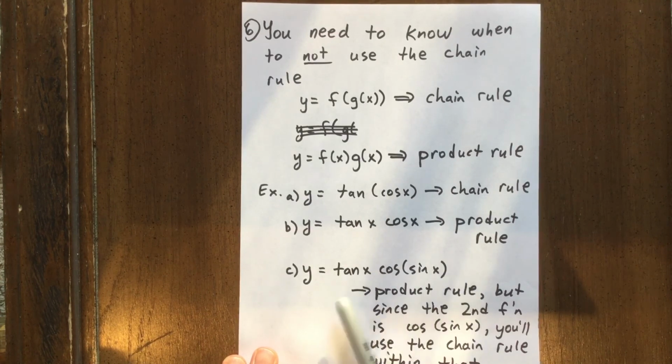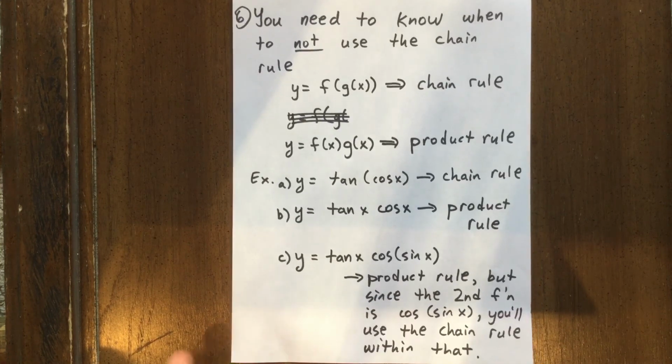But within that product rule, when you go to give the derivative of cos of sine x, you'll be using a chain rule. So it's important to keep in mind when to use it and how to use it, but then also when not to use it.